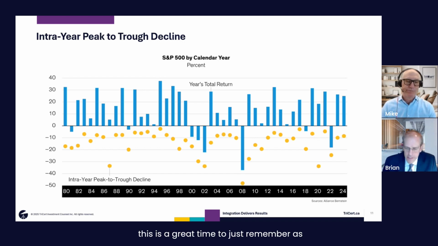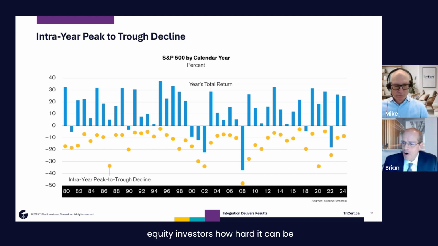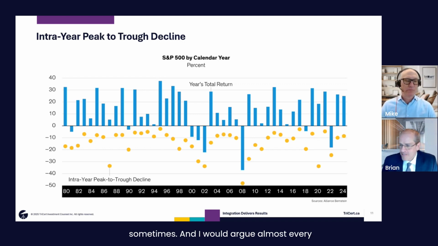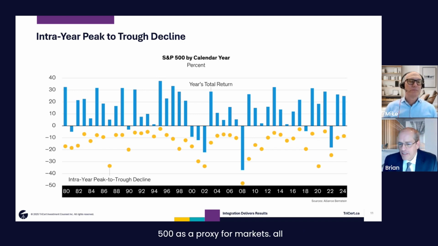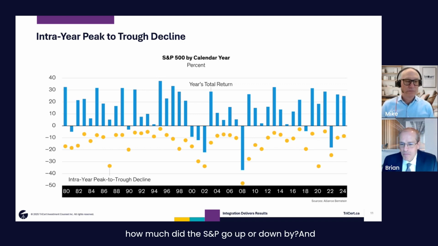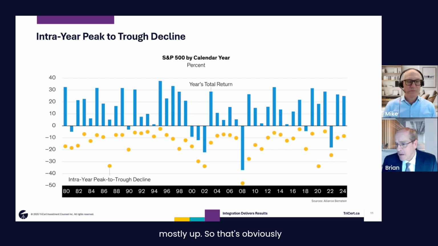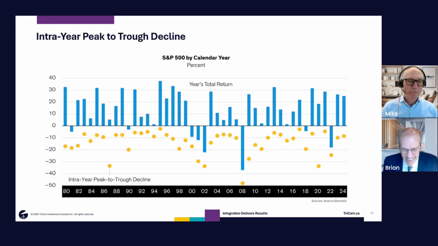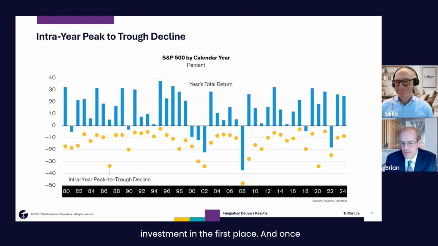Sure. This is a great time to remember, as equity investors, how hard it can sometimes be. I would argue almost every single year it's hard at some point for equity investors to hold their resolve, because the market tends to have declines every single year. This graph shows the S&P 500 as a proxy for markets, all the way back to 1980. It shows the calendar year return in blue. Those blue bars are the actual full year, January to December: how much did the S&P go up or down? The first thing to notice is mostly up. That's obviously why most people are attracted to equity investment in the first place. Once again, not linear, but mostly up.